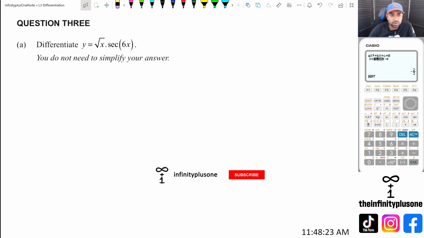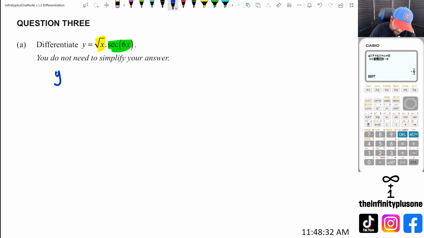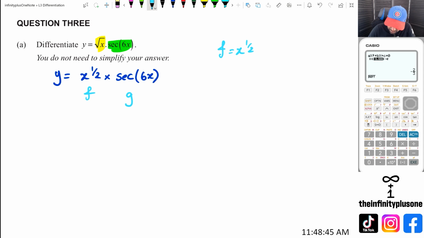All right, next up we've got question 3. We've got a product rule. I think there's a lot of product rule in this particular paper. So we've got y is equal to x to the power of half multiplied by sec 6x. So I'm going to put this as f and g. I've got f is equal to x to the power of half, f dash is equal to half x to the power of negative half. g is equal to sec 6x.